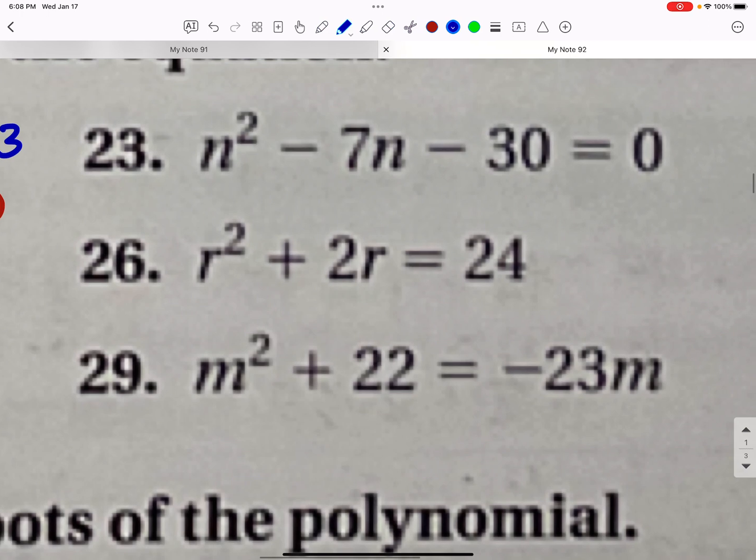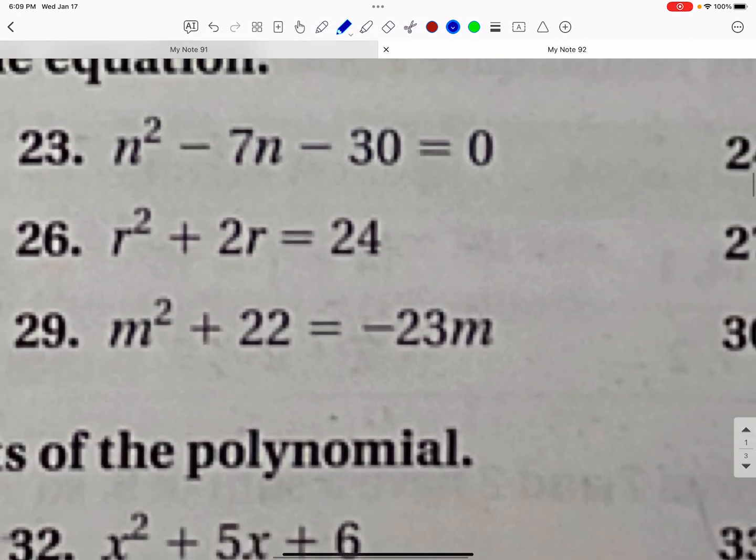26. Okay, 26. Pay attention. We need it to be something equals 0. So let's put this guy over here. This needs to be r squared plus 2r minus 24 equals 0. All right, now I can factor it.